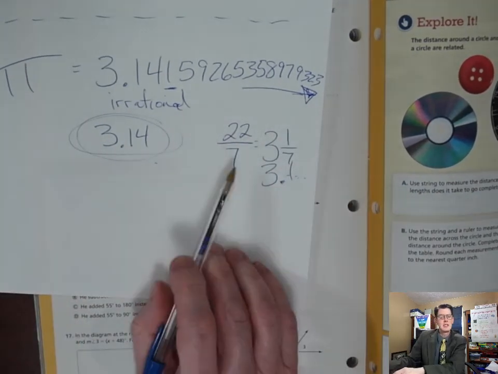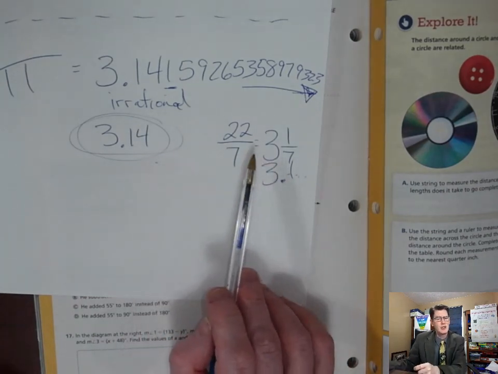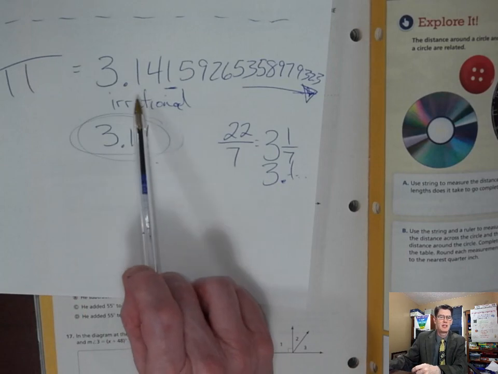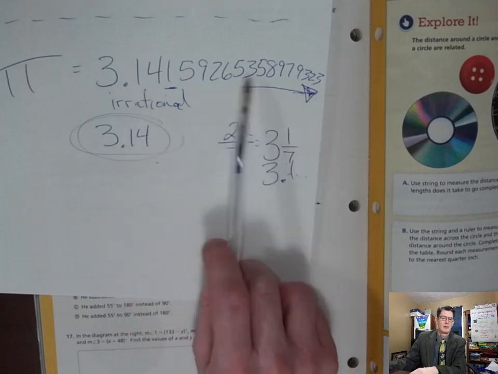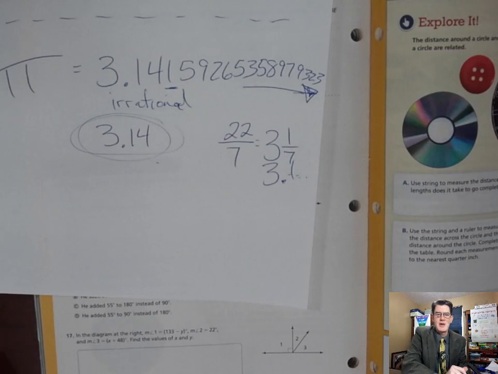3.1. You can see that these numbers are rational, so they're a way to write pi that's not irrational. Because irrational pi is hard to write. It's harder to remember. How many digits of pi have you got memorized?